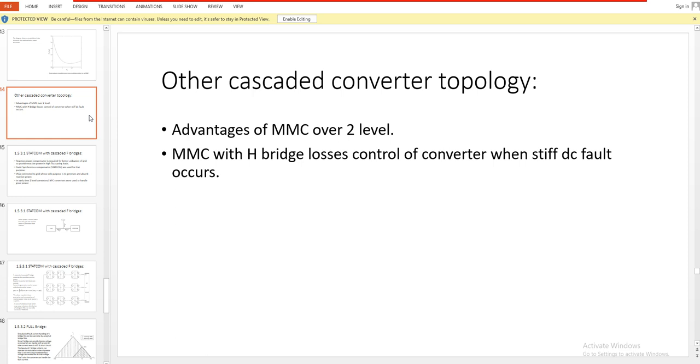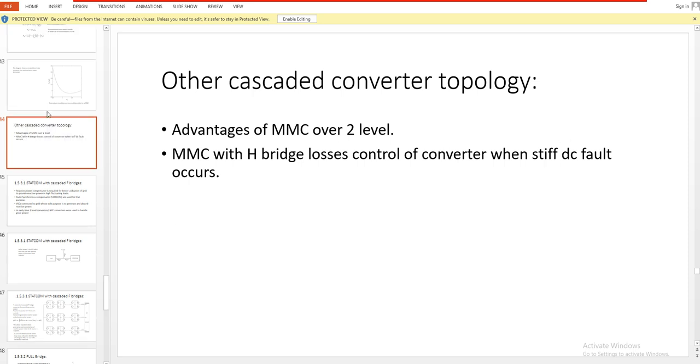Then we did discuss that in half bridge submodule, whenever the DC side short circuit faults occur, the converter loses its overall control on the converter, and because of that this is basically the drawback of half bridge submodule topology, that it loses its control of the converter whenever the stiff DC fault occurs.